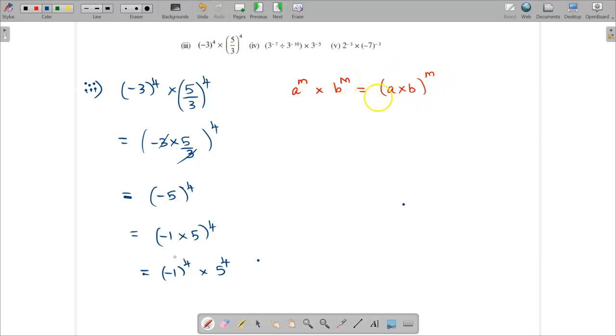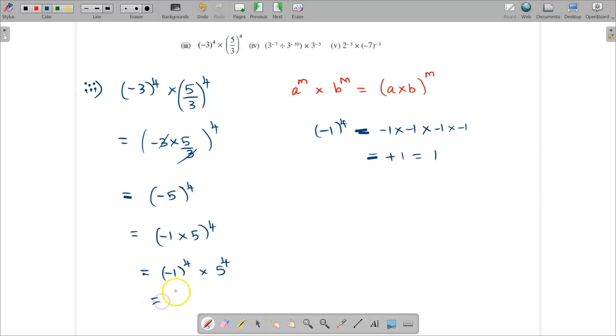So using this rule, how can we write this term? This is a, this is b. So a power m into b power m, like that we can write. So what is minus 1 the whole power 4? Minus 1 is repeated 4 times. Minus 1 into minus 1 into minus 1 into minus 1. Minus into minus is plus, plus into minus is minus, minus into minus is plus. So 1 into 1 into 1 into 1 is nothing but 1. So overall the value is nothing but 1.